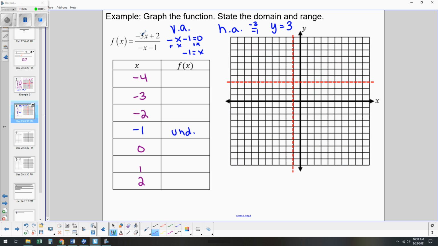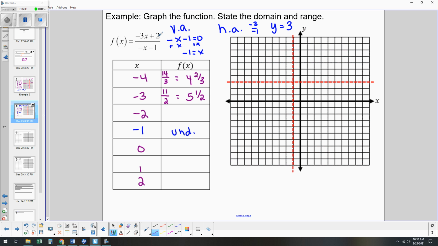So that's negative 4 times negative 3 is 12, plus 2 is 14. Positive 4 minus 1 is 3. So 14 over 3 is 4 and 2/3. Plug in negative 3. So that's positive 9 plus 2 is 11. Positive 3 minus 1 is 2. So that's another 5.5.